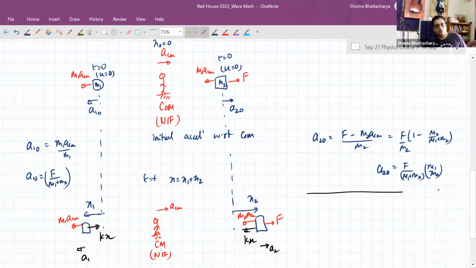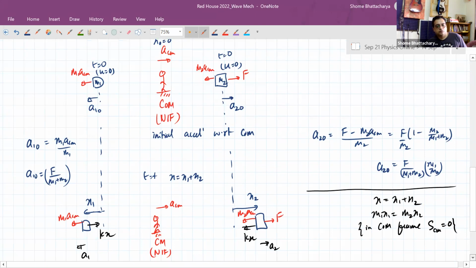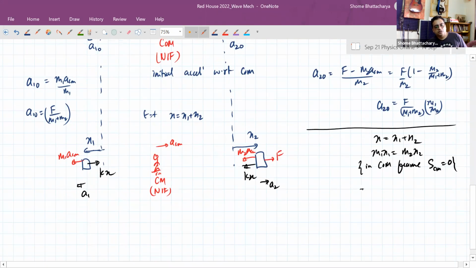So this is where all this will now come in, that x is equal to x1 plus x2 and m1 x1 is equal to m2 x2, because in the center of mass frame, the displacement of center of mass is 0. From that it is coming. Okay. So we get these individual equations: x1 is m2 upon (m1 plus m2) times x, and x2 is equal to m1 upon (m1 plus m2) times x.